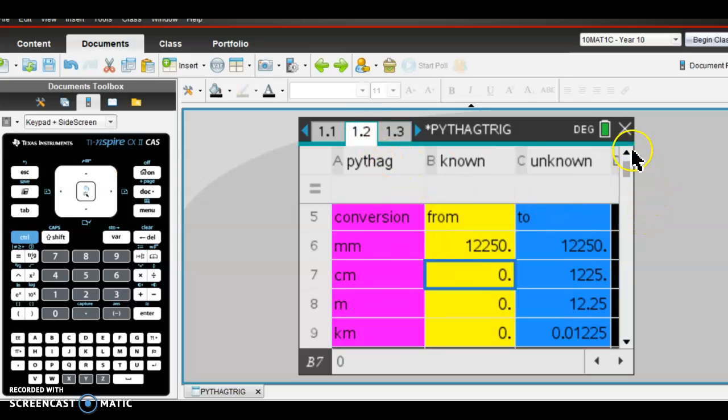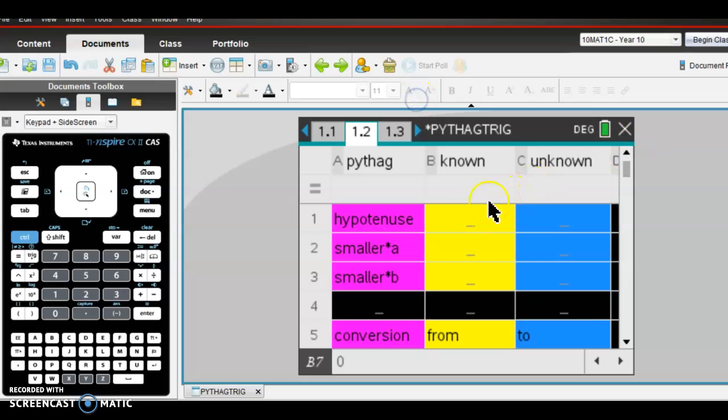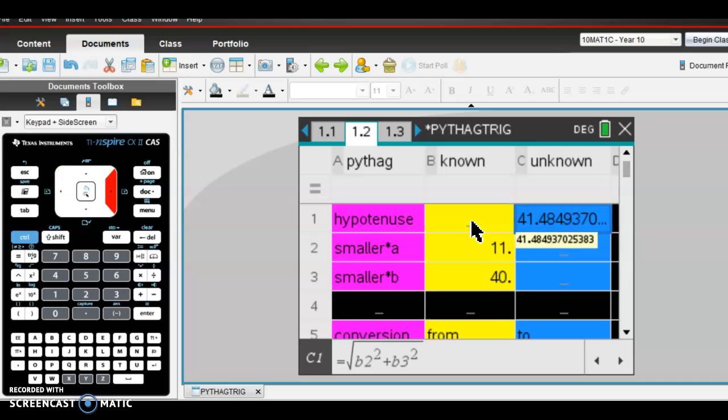So very useful, as was the case with back here. If I was to go up and put in here, let's try another triad, good old 11 and, I don't know, 40. And as you can see, there it is. So the hypotenuse is equal to the square root of a squared plus b squared. That's what those two numbers are, b2 and b3. Trust that will help you.